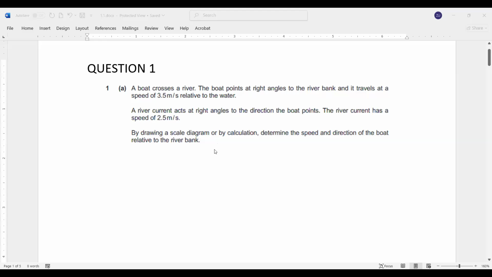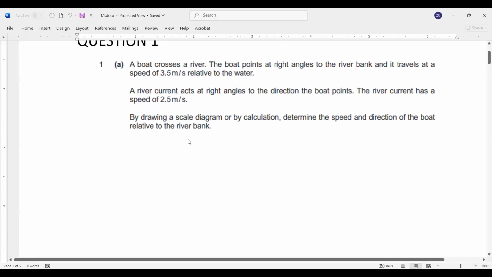Look, this is a question. A boat crosses a river. The boat points at a right angle to the river bank as it travels at a speed of 3.5 meters per second. Then a river current is acting at a right angle to the direction of the boat. The river current is 2.5 meters per second. By drawing a scale diagram or by calculation, determine the speed and the direction of the boat relative to the river bank.